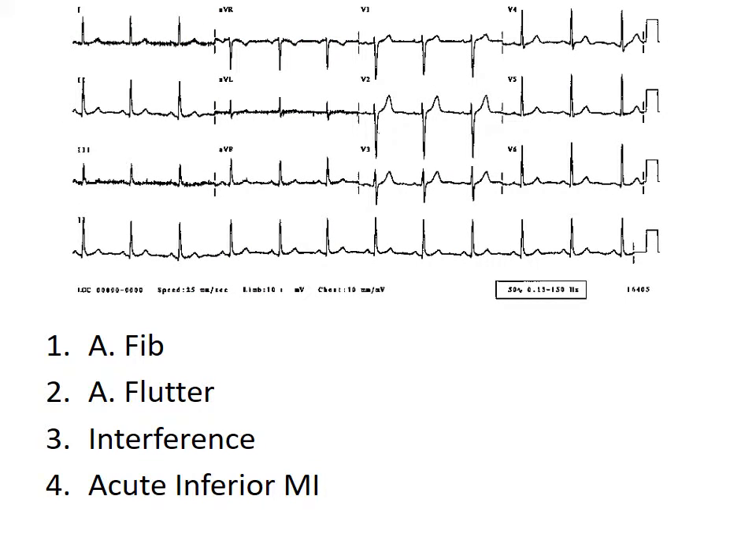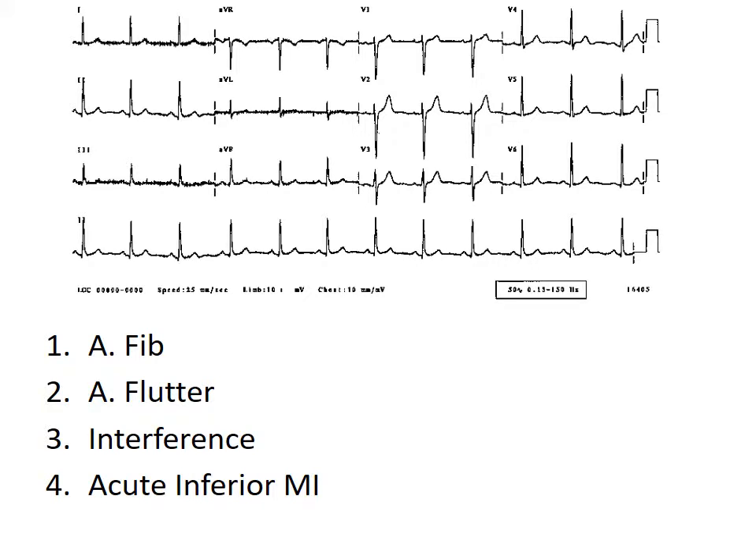What do we have here? Rhythm strip at the bottom, 2. Regular or irregular? Regular. They're pretty well equally spaced apart, right? From one R wave to the next. So, can't be AFib, probably not A flutter. You don't see a sawtooth pattern either, do you? So, not A flutter. Acute inferior MI is number 4.